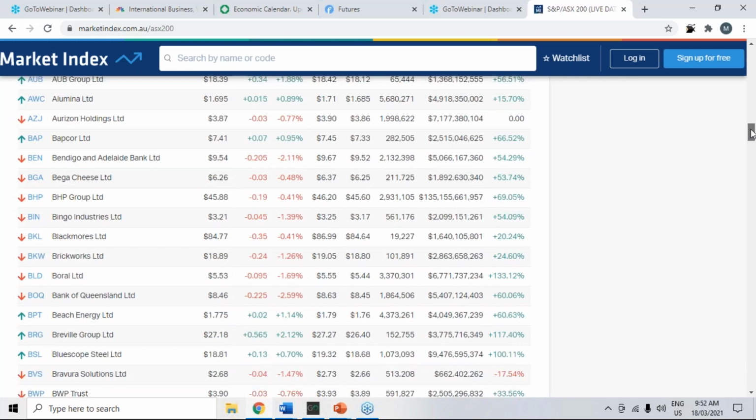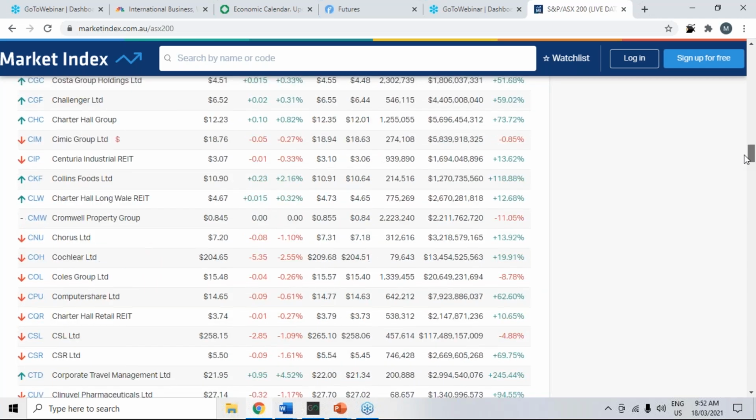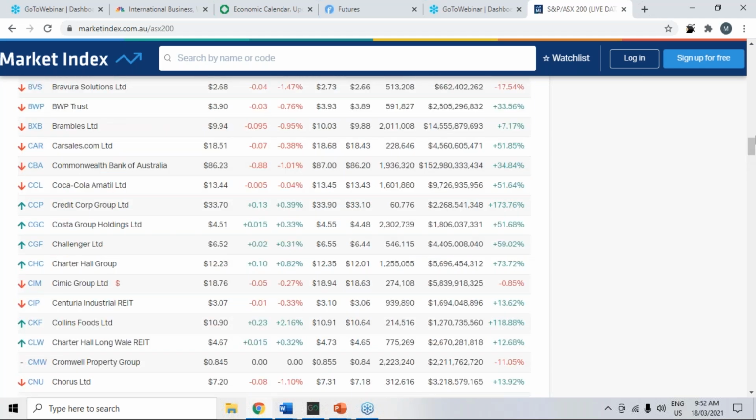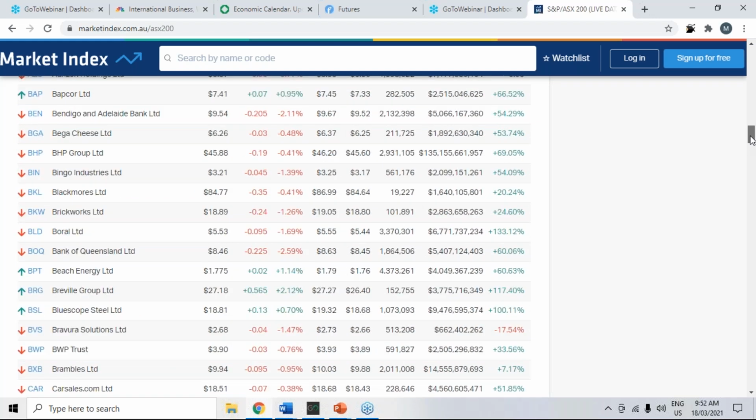Afterpay are thinking about it, but we can see Bendigo down 2%. We can see Bank of Queensland down 2.5%. We can see CBA, guessing are down as well. Yeah, there we go, down 1%. So what we've got is the banks not doing so well.